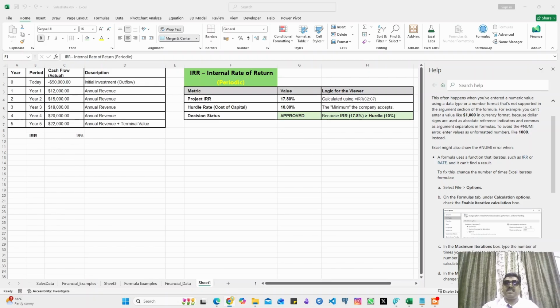Welcome back, friends. After determining the value of our projects with NPV, the next logical question every stakeholder asks is, what is our actual rate of growth? Today we are explaining the internal rate of return, periodic.